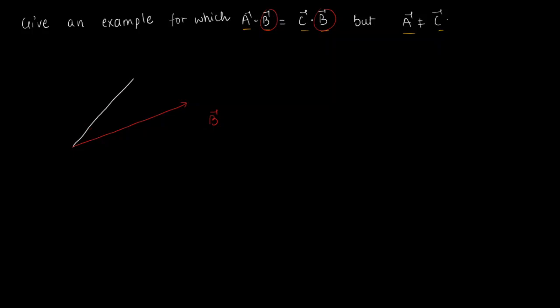So if a is in this direction, if a looks like this, and a and c both have the same magnitude, just to make things easier. If both have the same magnitudes, if a and c, let's say, both are 5 units, then you can see that a dot b will be equal to the magnitude of vector a times the magnitude of vector b times the cosine of the angle between them. Let's name it theta 1, and the other, theta 2.